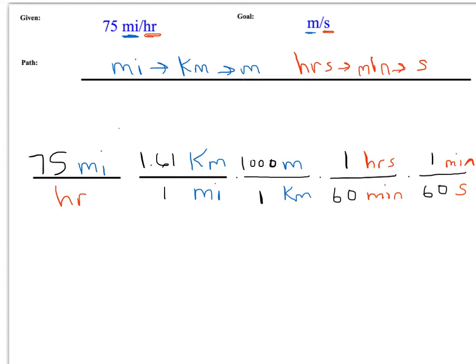So now I'm going to make sure that all the units cancel out. If I look across the whole thing, I see that miles cancel, kilometers cancel, hours cancel, minutes cancel, and I'm left with meters on the top, seconds on the bottom, which is what the goal was. So that's what I was trying to do.